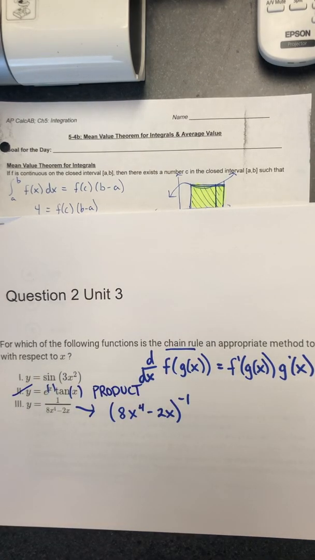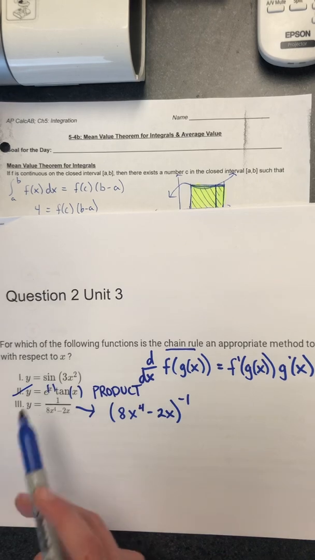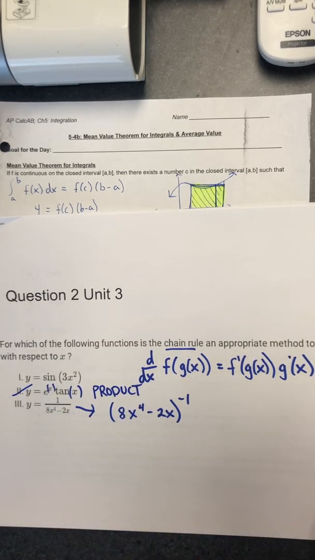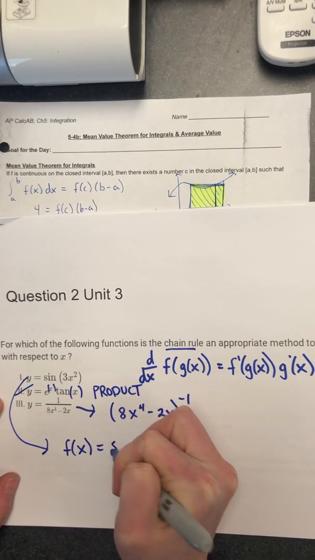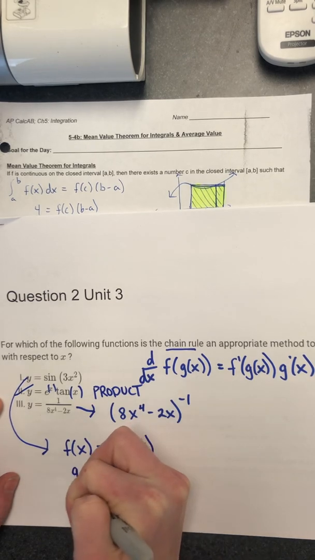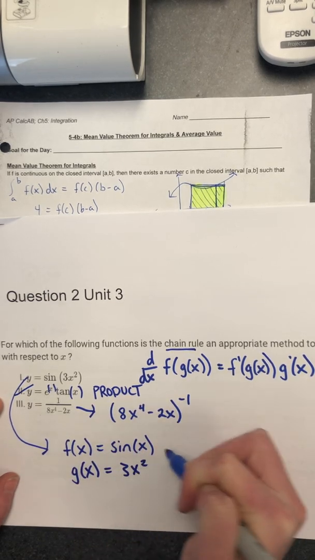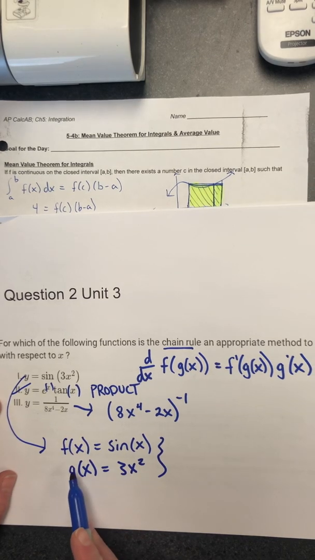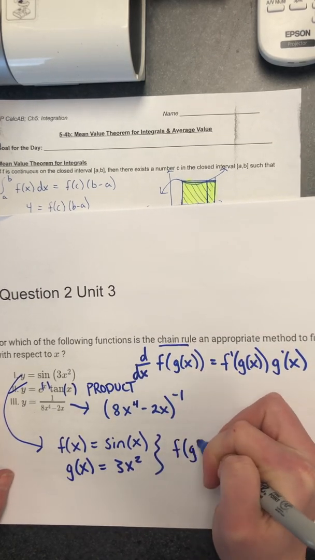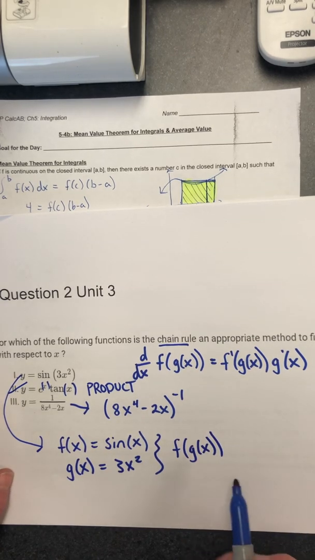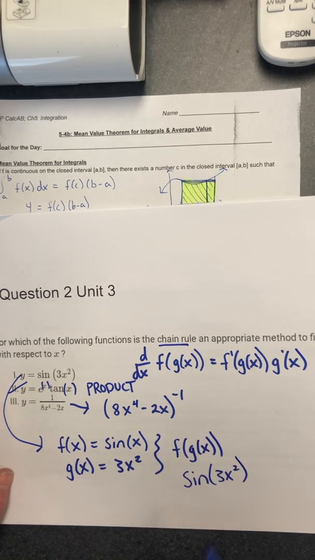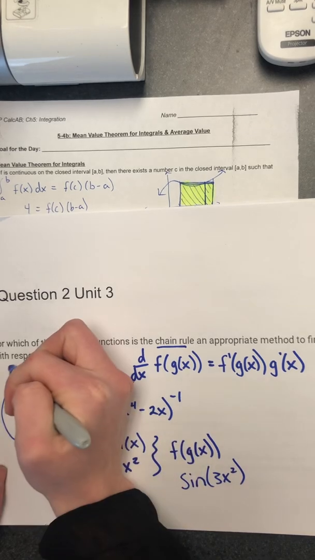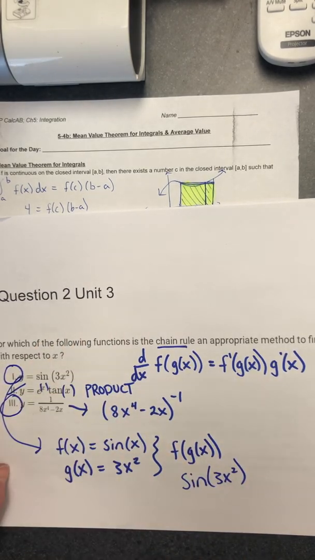Lastly, y equals sine of 3x squared. So the question is, is this a function within a function? Is there something being composed into the sine function? Well, the answer is yes. If my original function f of x is equal to sine of x, and say g of x is equal to 3x squared, then I can write it as f of g of x, which is a composition that requires chain rule. That's the same as me saying sine of 3x squared. So because this is a composition of functions, I am going to use chain rule on 1 and I am going to use chain rule on 3.